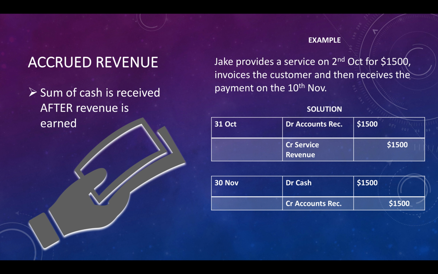We would then record the transaction as follows, whereby at the end of October, Jake will debit the accounts receivable and credit the service revenue. At the end of November, the entry will be adjusted in which Jake will debit the cash and credit the accounts receivable as he has now received the payment.